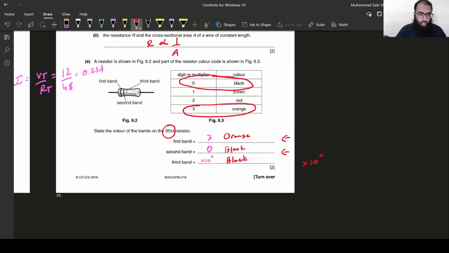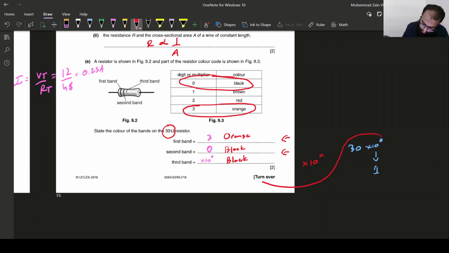So if it's a 30 ohm resistor, the first band should give me a value of 3 because I need 30 ohms, right? So 30 ohms would be equal to 30 times 10 to the power of 0, because 10 to the power 0 is equal to 1. So the first band should have a value of 3, the second band should have a value of 0, and the third band should have a value of 0 as well.